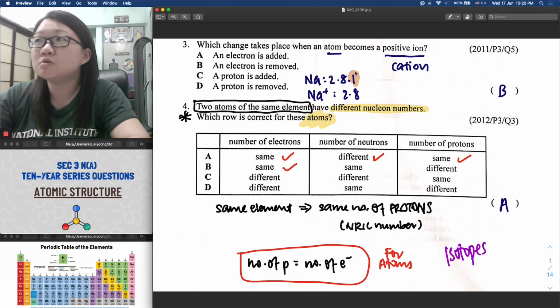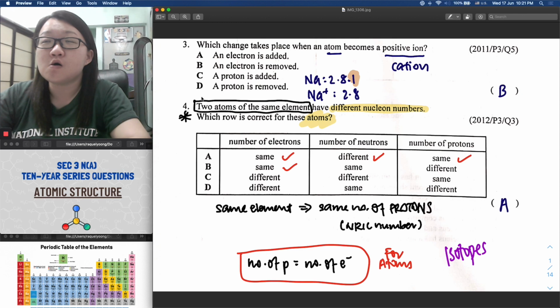You can always think back to our common example. We always use sodium as an example. Sodium is 2.8.1 for its electronic configuration. When sodium forms a Na+ cation, a positive ion, it becomes 2.8. How does that happen? By removing or losing this 1 valence electron. So answer is B.